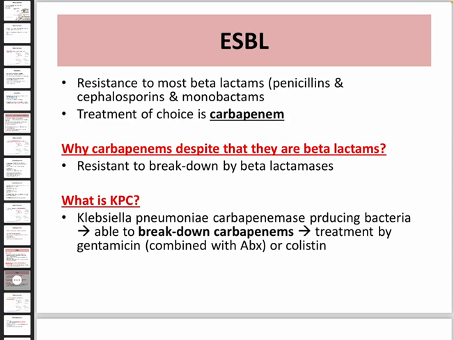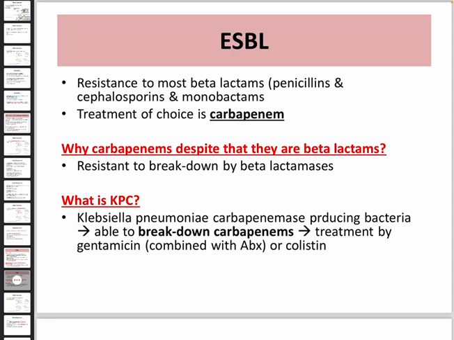So the treatment of choice is carbapenem in this case. Carbapenems are beta-lactams, however, they are resistant to being broken down by the enzyme produced by the bacteria, making these bacteria still susceptible to carbapenems despite the production of beta-lactamase.